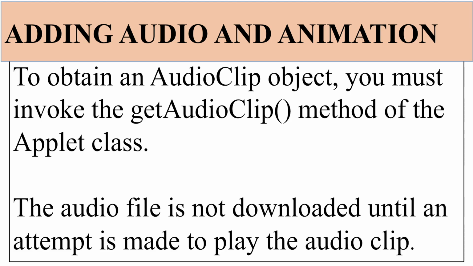To obtain an AudioClip object, you must invoke the getAudioClip method of the Applet class. So we have to remember that the getAudioClip method is used to invoke the audio file. The audio file is not downloaded until an attempt is made to play the audio clip. So as we attempt to play an audio file, it will be automatically downloaded. This is regarding the second statement.